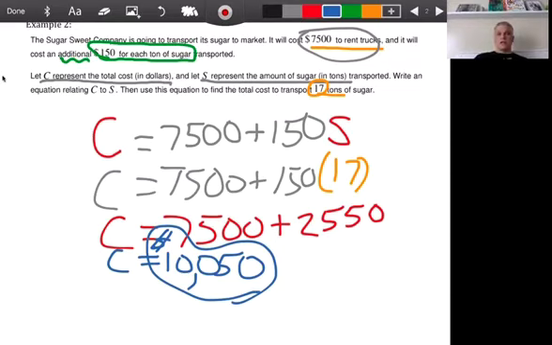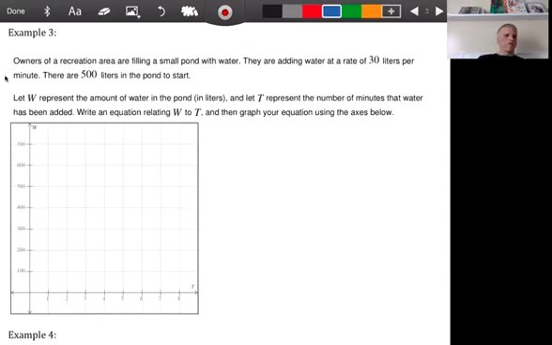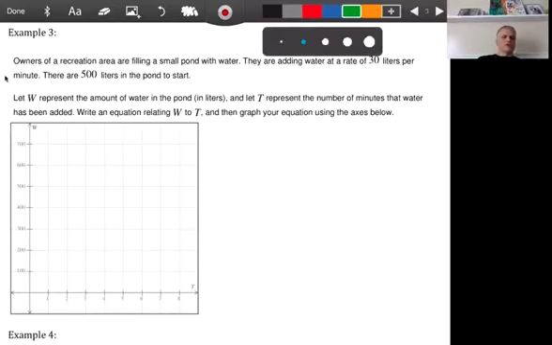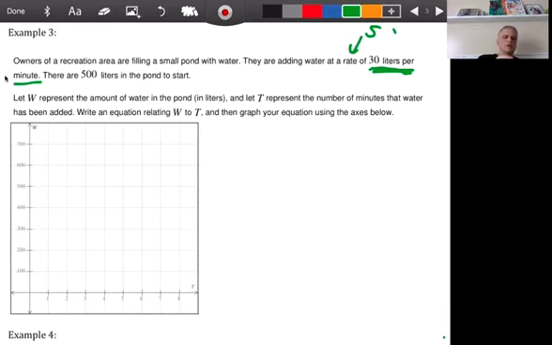Okay, next page. Right, example 3. All right, we're filling a small pond with water, right? They're adding water at a rate of 30 liters per minute. The rate, I'm telling you right now, every time they give you a rate of change, that's going to be your slope. So if you're thinking about y equals mx plus b, which is a great thing to think about, that's always going to be your m. Okay, that's going to be the number in front of your letter, the coefficient of your independent variable.